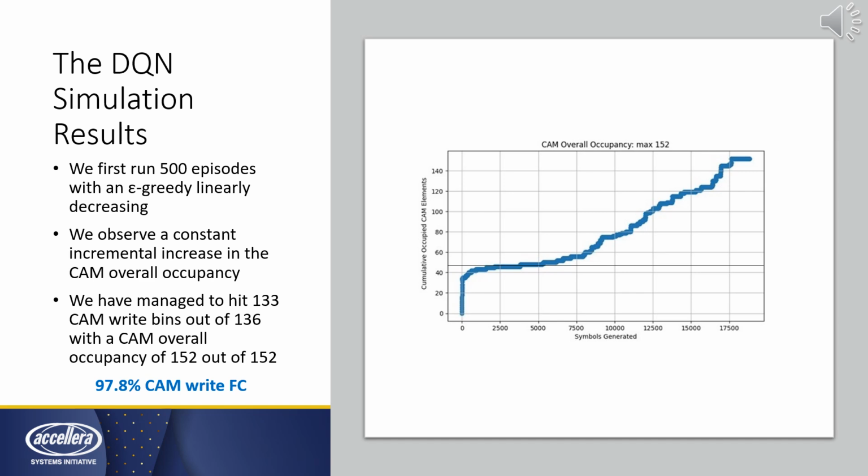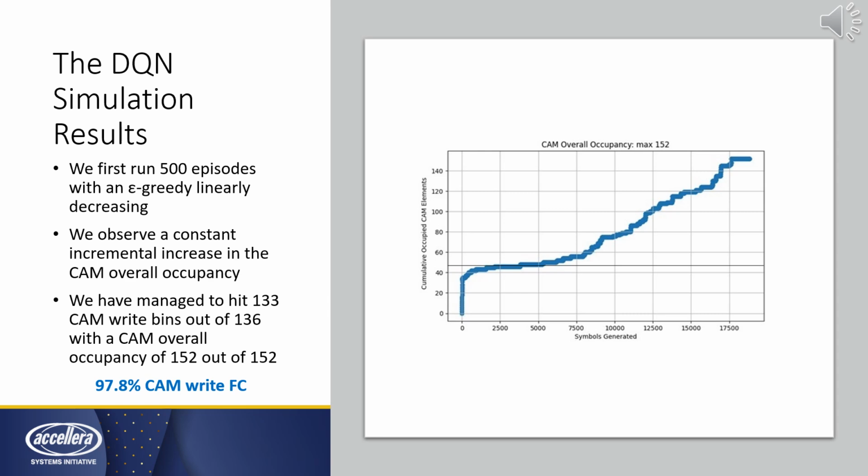slowly but surely and almost linearly, all the CAM locations are actually occupied without any jumping in terms of CAM locations, meaning that the sequences grow slowly but surely and occupy every single possible address of our CAM.